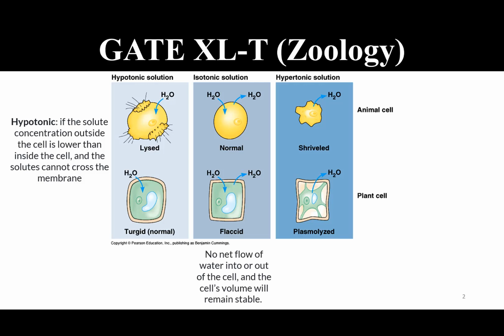So to bring about a balance in terms of tonicity, there will be a net flow of water into the cell and the cell will therefore gain volume.